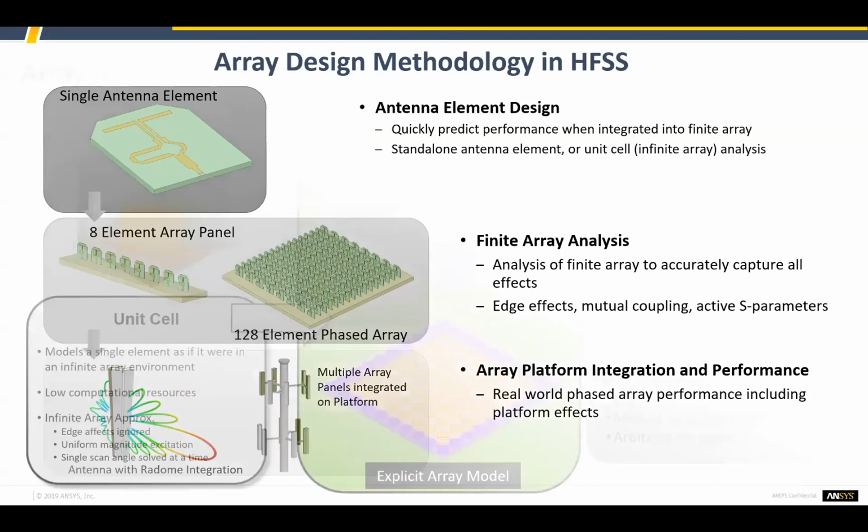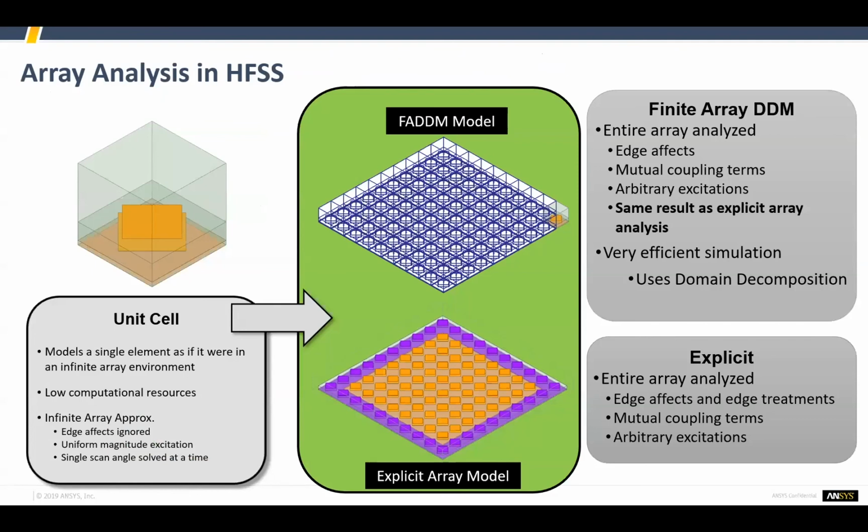So I've mentioned that we have some very clever tools to help us with our array simulation, and that is what we call our finite array domain decomposition capability. And basically what it is is an effective, highly accurate, and very fast method to solve the explicit array that we see on the bottom, but in less time. And in order to do that, what we have to do is create what's called a unit cell, right? A unit cell is just the repetitive element of your array.